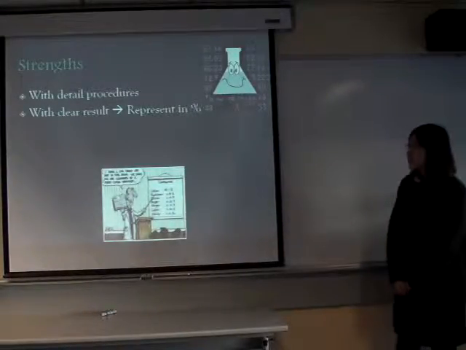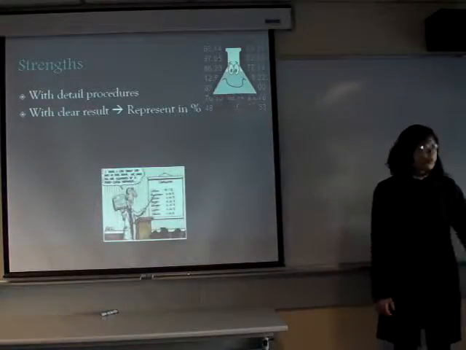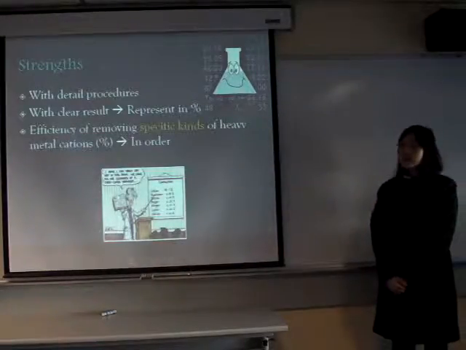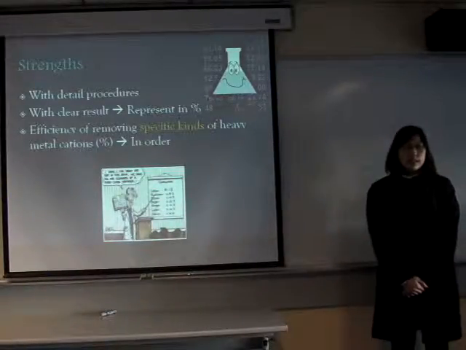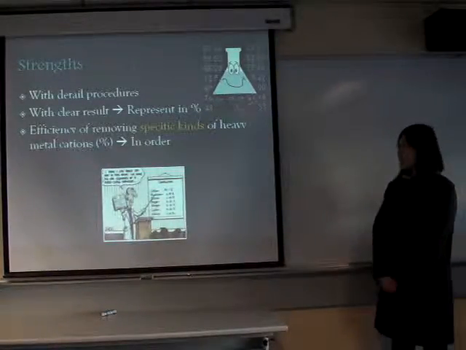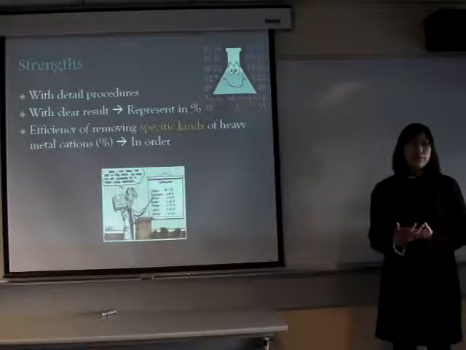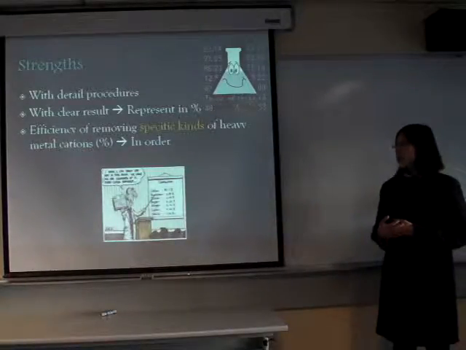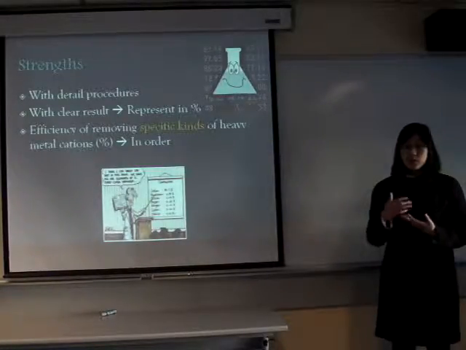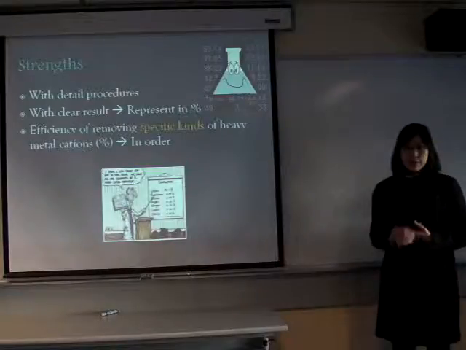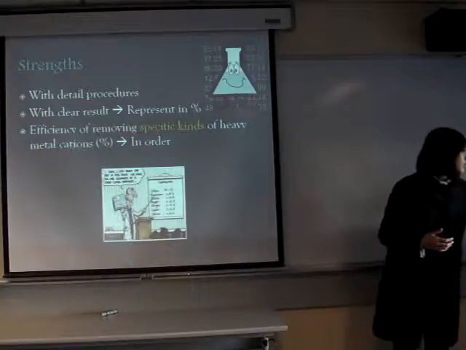Also, most of them include clear results. Most of the results are represented in graphs, and also the percentage of efficiency of removing specific kinds of heavy metals is put in order. It is very good too, because readers can understand and know which method is better for removing heavy metals, and they can choose the method they want, because some of them just want to remove specific kinds of heavy metals. By this result, they can find the suitable methods for them to use.